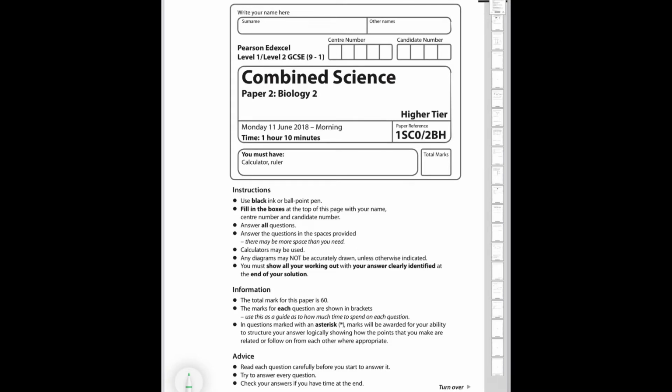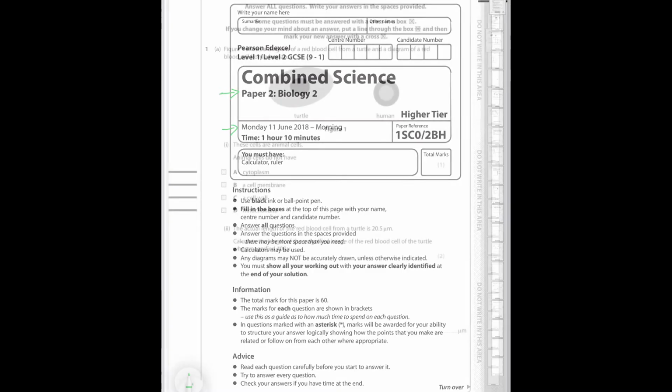In this session, we're going to be going through Edexcel Combined Science Paper 2, Biology. This is from the year 2018, and it's incredibly important that you go through the whole paper until the end. If you're able to gain a couple of marks in every single question, by the end of the paper, you would have improved a whole grade.